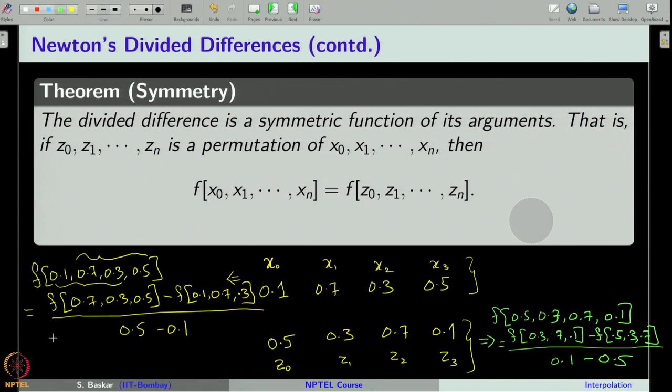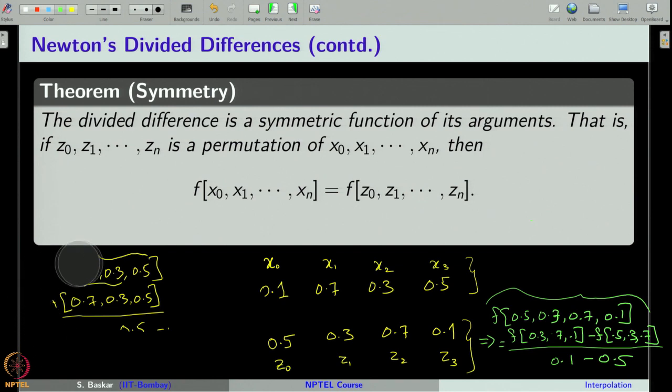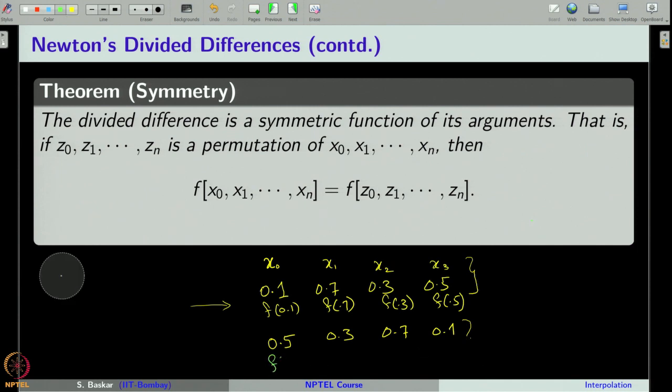Now, the theorem says that the value you obtain from this formula is the same as the value obtained from this formula. This may look a bit surprising, but this is true. How will you show this? Well, it is not very difficult. You are given these nodes. What did you do? You only made a permutation of these nodes, right? You have not changed the value of these nodes. Therefore, here the data set is given by f of 0.1, f of 0.7, f of 0.3 and f of 0.5, and similarly here you have f of 0.5, f of 0.3, f of 0.7 and f of 0.1.